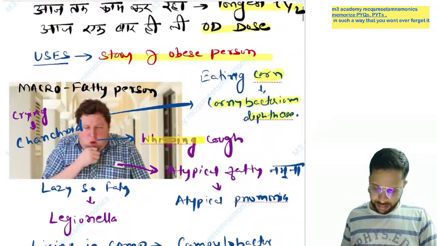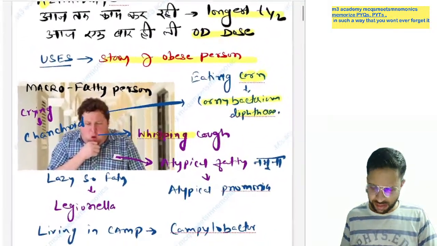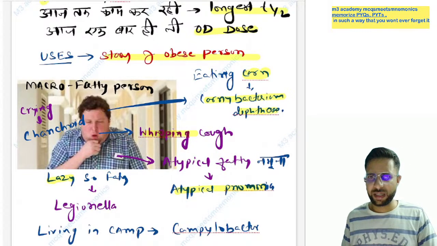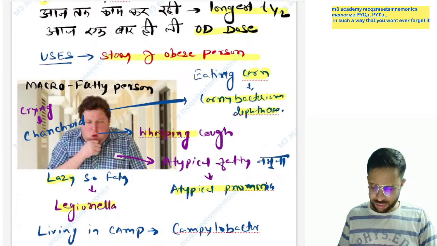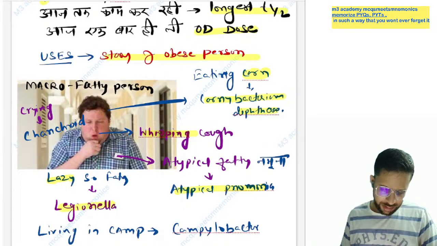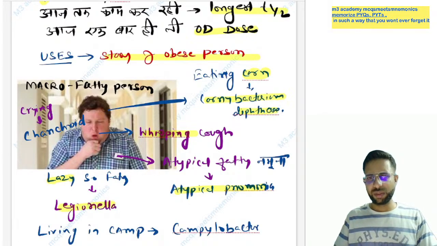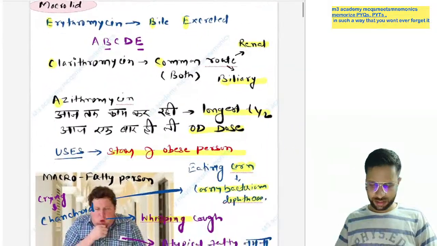Yes, and this is atypical. This person is atypical, means atypical pneumonia. Yes, and this person is lazy. That's why it's gaining the weight. So lazy means Legionella. And this person is living in a camp. So Campylobacter. Yes, and this is crying too, so chancroid. So these are the uses of the macrolide. Yes, you can just assume this photo of the obese person and easily remember the things.